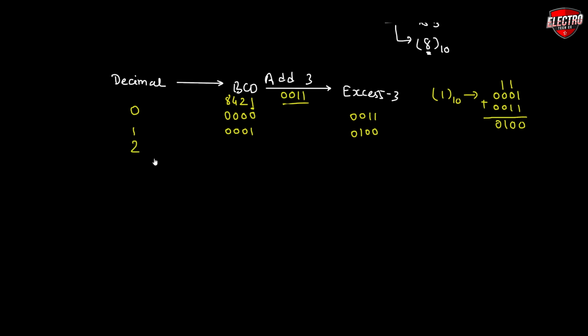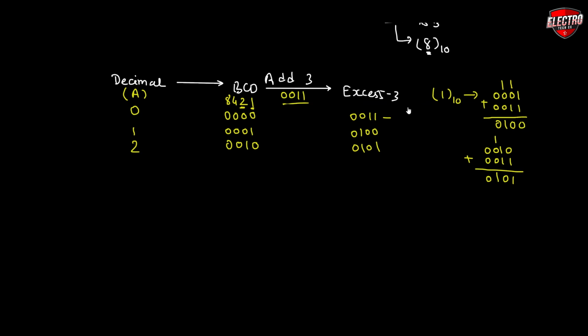Now let us take the third number, that is 2. The BCD code for 2 is equal to 0010, and if we add 0011 to this code, then we get 0010 plus 0011. Then we get 0 plus 1 is equal to 1, 1 plus 1 is equal to 0 and carry 1. 1 plus 0 plus 0 is 0, and 0 plus 0 is equal to 0. So we get 0101.